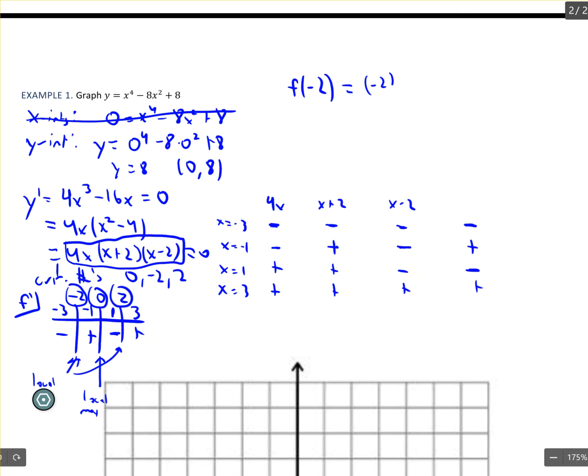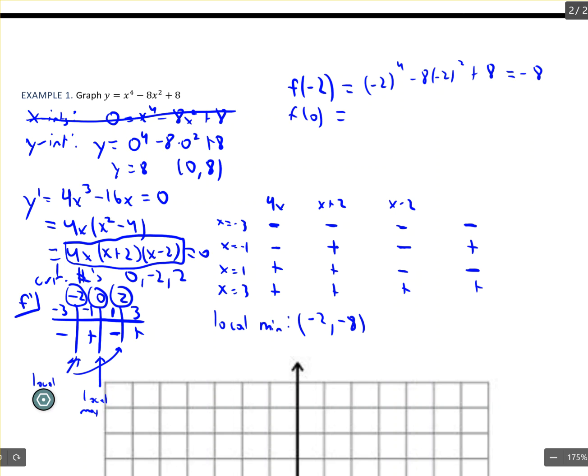So I get -2 to the fourth minus 8 times -2 squared plus 8. So 2 to the fourth is 16, and then I get -32, so -16 plus 8 gets me -8. So let's go ahead and write it down here. We have a local minimum at -2, -8.